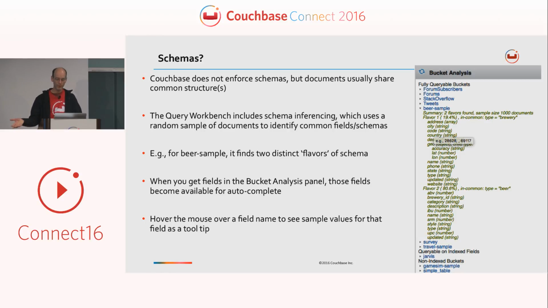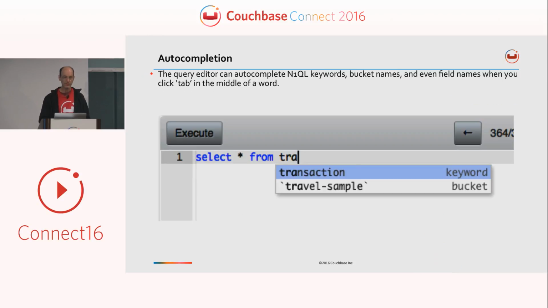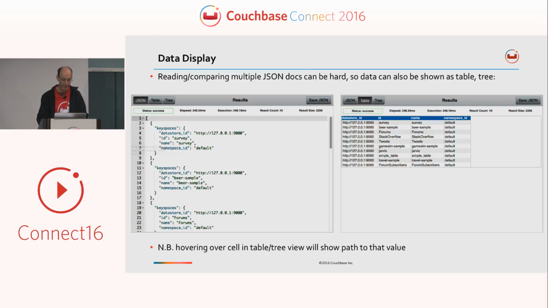So you can know, oh, well, what format does that data come in? Auto-completion, if you type a partial name and hit tab or control space, it will show you completions that it knows about. And it shows you the default one, and if you hit tab again, it will use that as the completion. You can arrow up and down to select a different one.